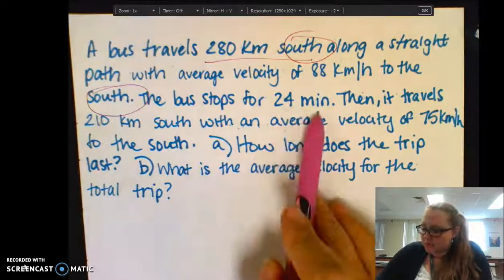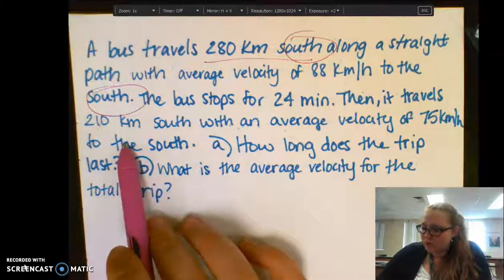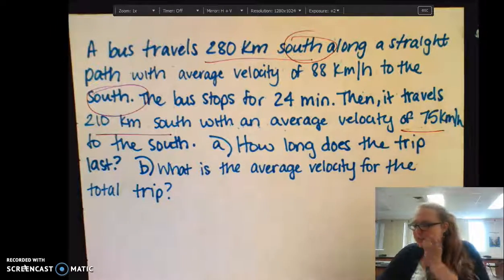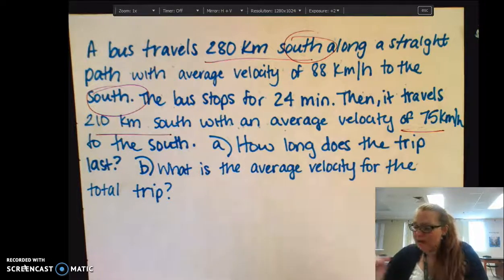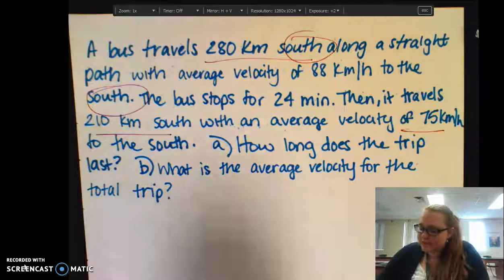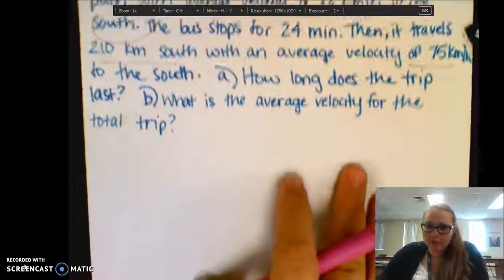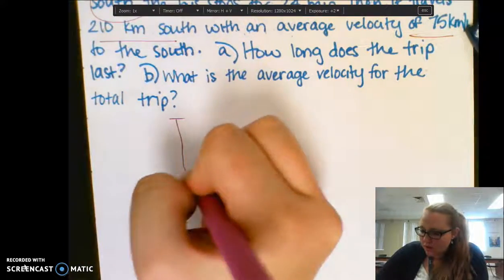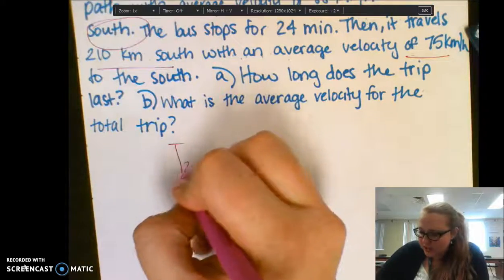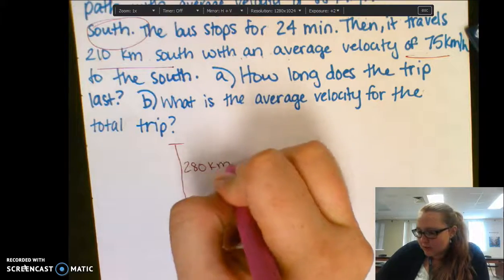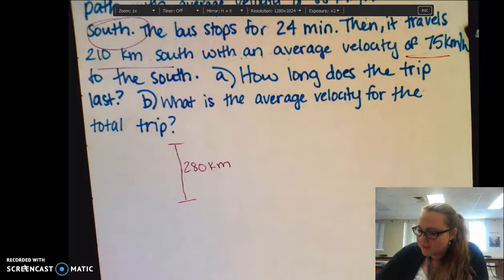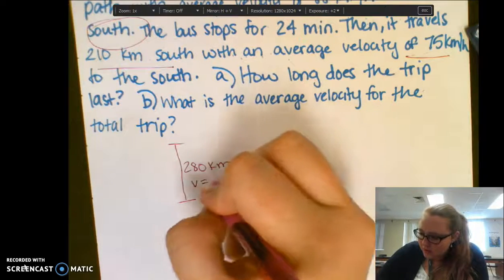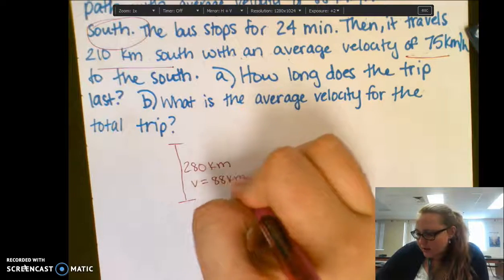It stops for 24 minutes, and then it travels more to the south with a different velocity. How long does the trip last? So I'm just going to draw a little bit of a picture. For this first section, it's 280 kilometers, and we know we're moving south, and my velocity equals 88 kilometers per hour.